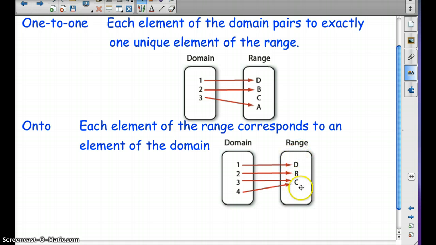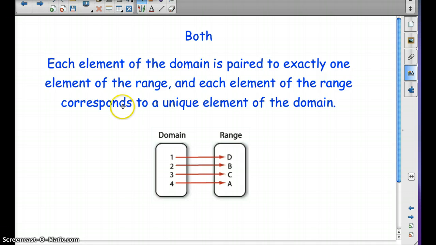So no sharing. Onto: each element of the range corresponds to an element of the domain. So if you look here, in the range, no one is left out. That's how I think of onto. Each element of the range corresponds to an element of the domain. So no one's left out. And again, feel free to pause the video to write this down.